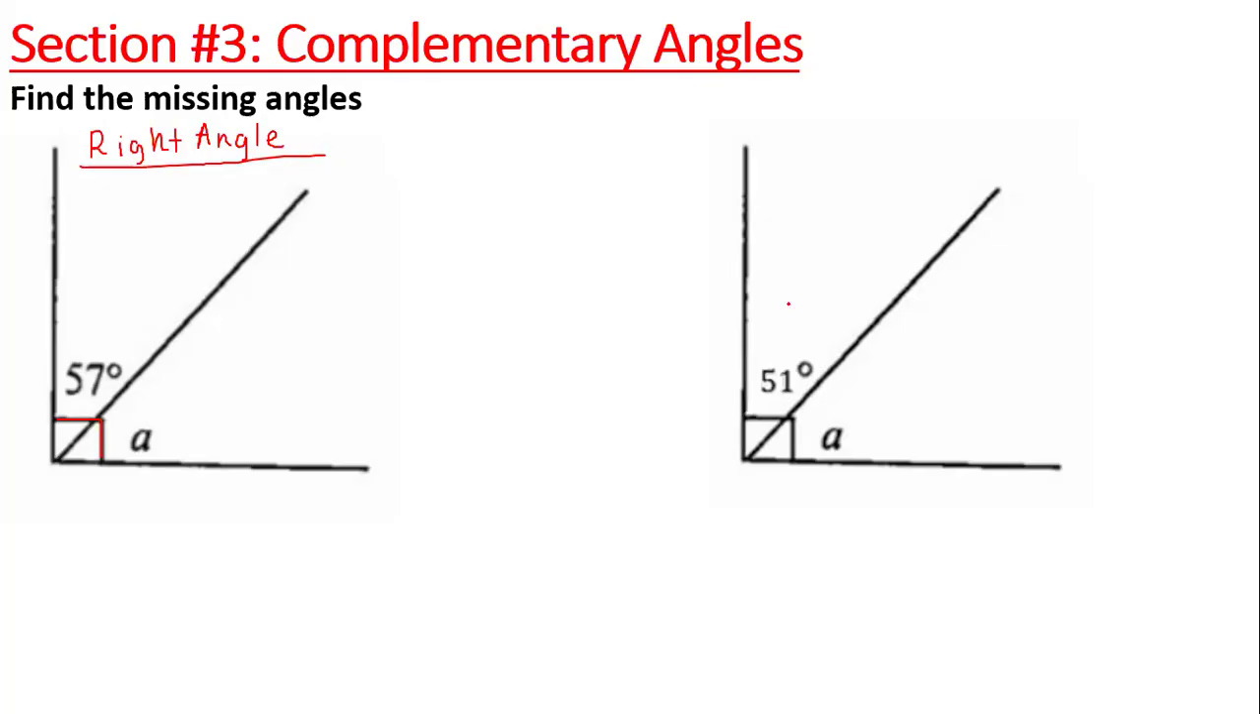Okay. We know that we have this box shape and the box is representing 90 degrees. So if this is 57, what is A going to be equal to? So A is going to be 33. A is going to be equal to 90 degrees minus what? 57. 57 degrees.